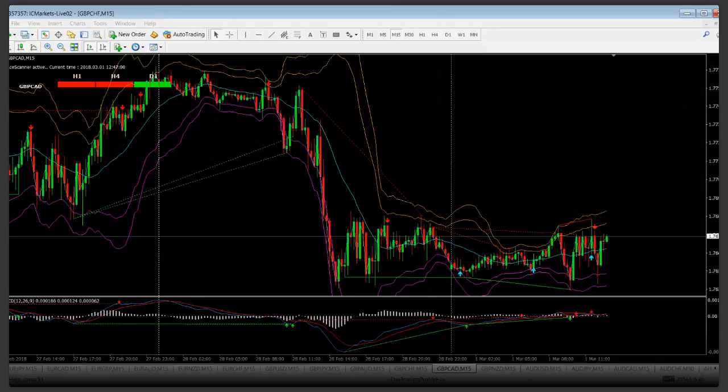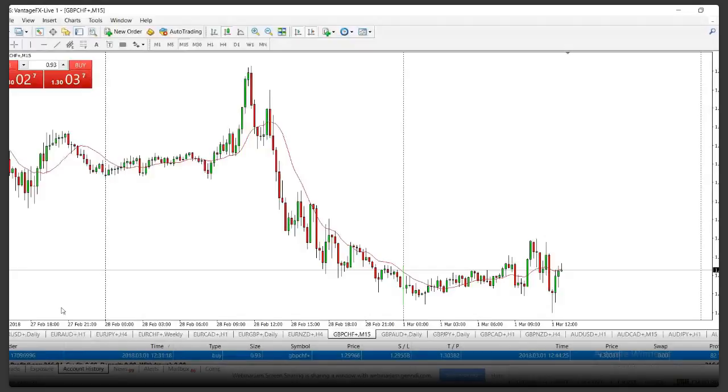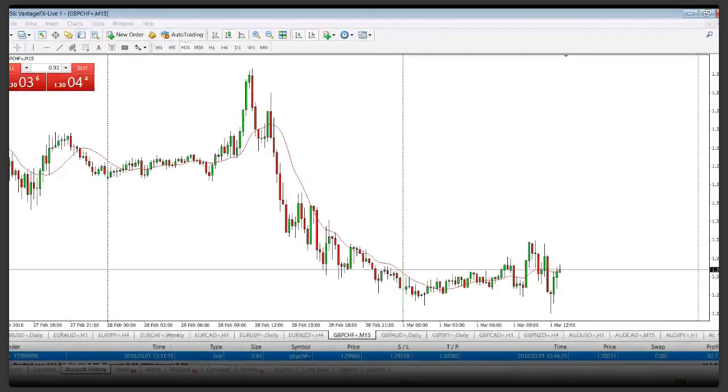Just show you this now. So there's the trade there. Bought it at 66, closed at 50.41. So just under 10 pips. British pound, Swiss franc.